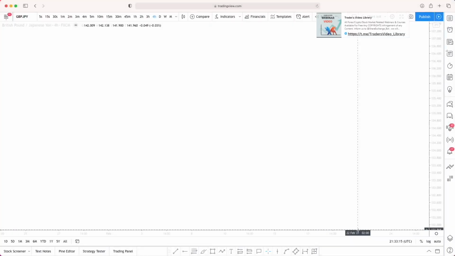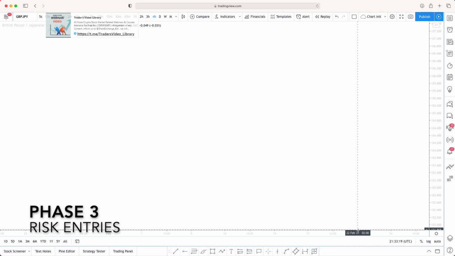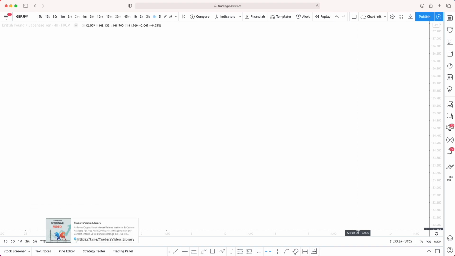So this video is going to be based on risk entries. Now they're called risk entries for a reason. It's because it has a lower strike rate, but it is a set and forget method. So how does this work?